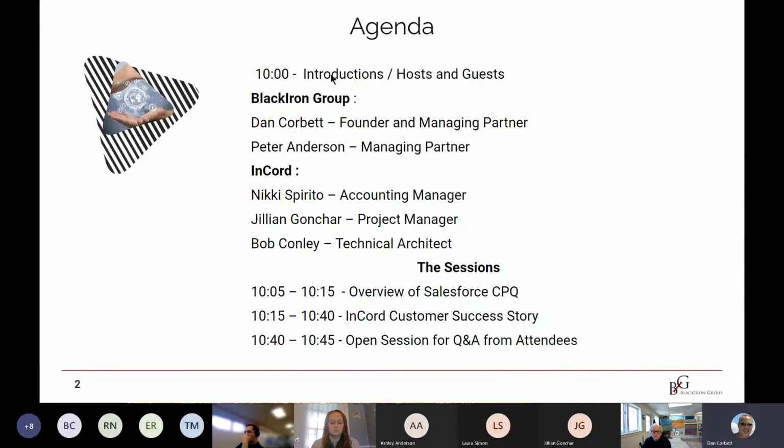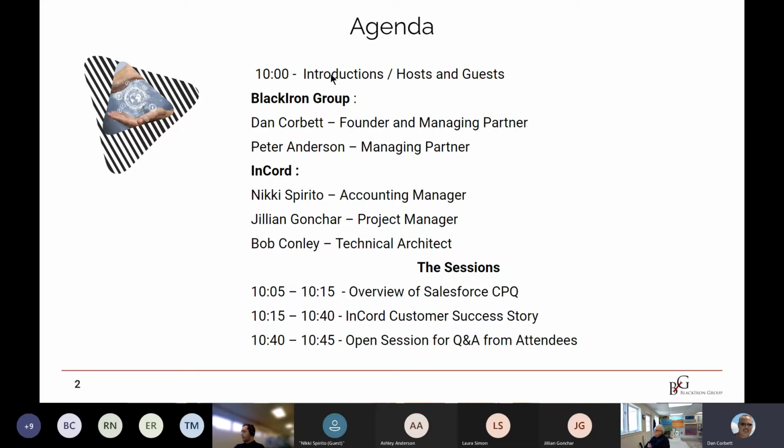Okay, so an agenda to get through. We'll do introductions right now, actually, and then we'll jump from here into the sessions. We've got a session about the overview of CPQ, about our InCord success story, and then open questions from everybody.